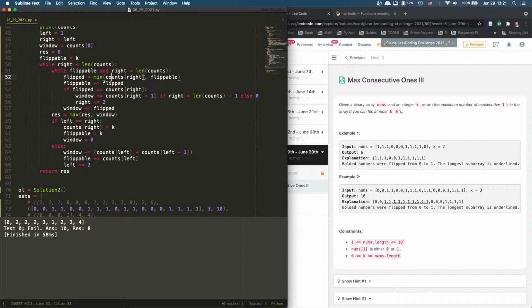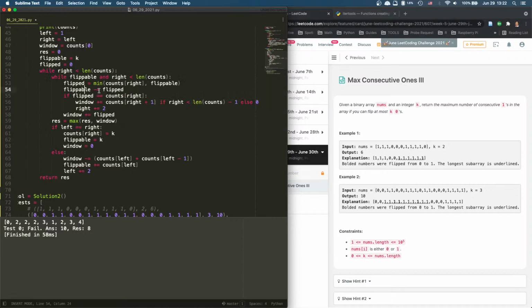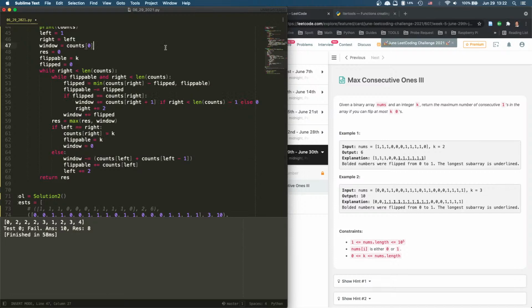Yeah, so we have the total, we do need to have flipped. Flipped. Yes, flipped. So we need to have flipped 0. Flipped. This is the last one, right? Last one. So flipped shall equal to what? Count right minus flipped, right? So we already flipped. The minus flipped, that's the one we need to fit flippable, right?